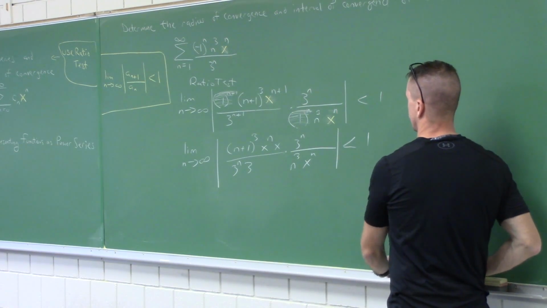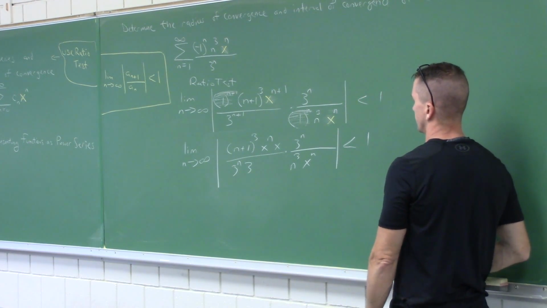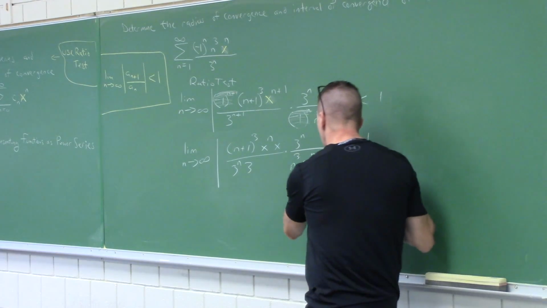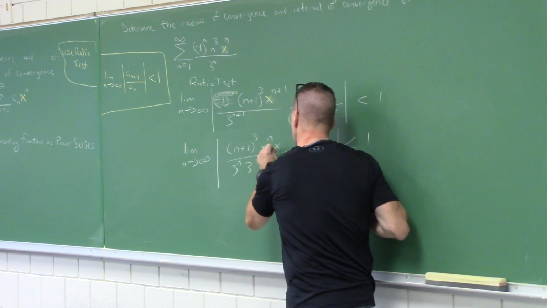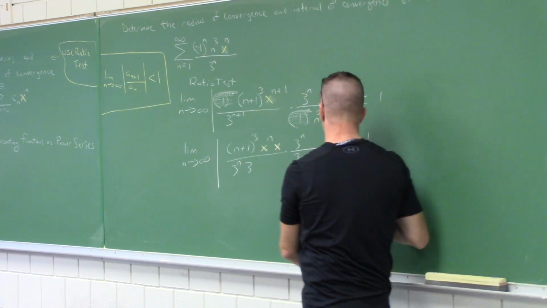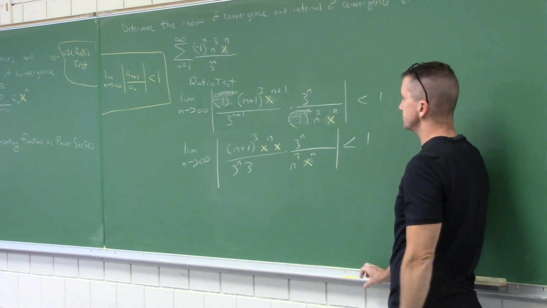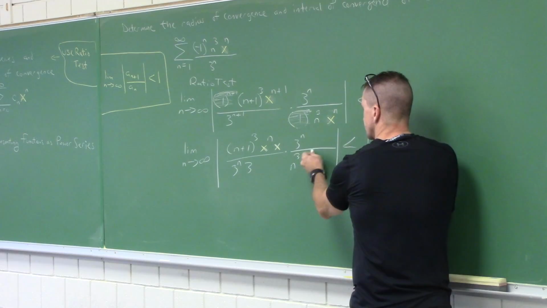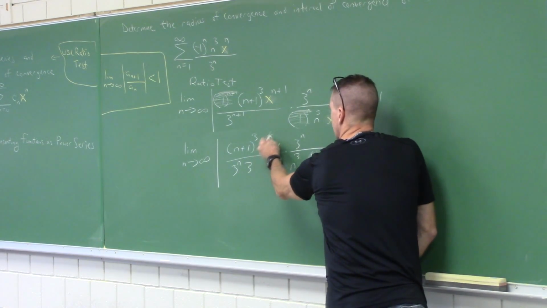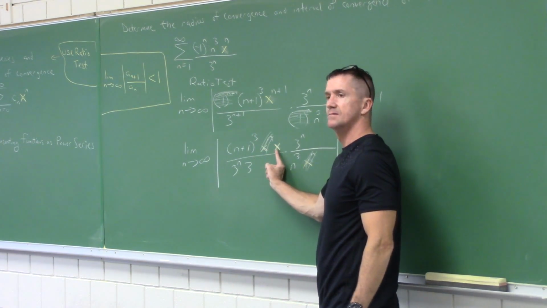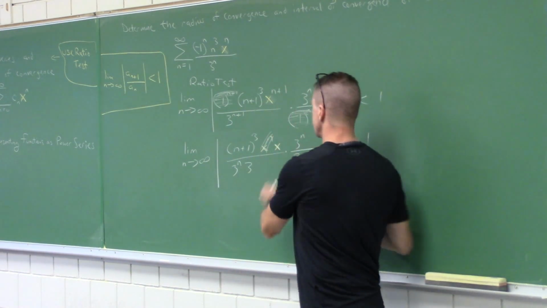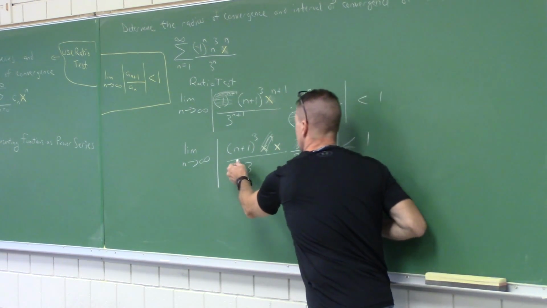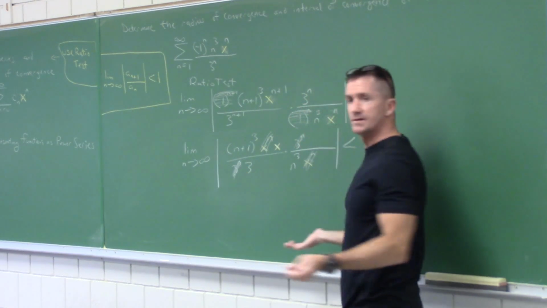All right. Let me highlight my x's again. There they are. All right, we'll cancel. The x to the n's are gone, but that little x stayed, right? By the way, that will happen every time. The 3 to the n's, they're gone. And this is what we got, right?